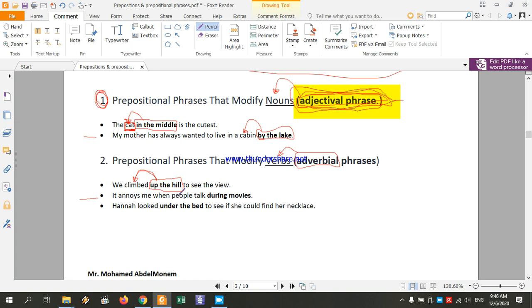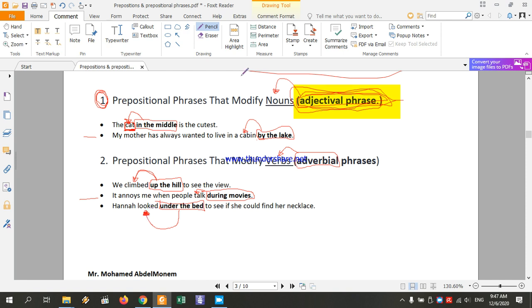The second example: it annoys me when people talk during movies. Here, the prepositional phrase during movies is used to modify or describe the verb talk. Third example: Hannah looked under the bed to see if she could find her necklace. Under the bed is also a prepositional phrase, which is used to describe or modify the verb looked. It tells us where she looked, the place where Hannah looked.